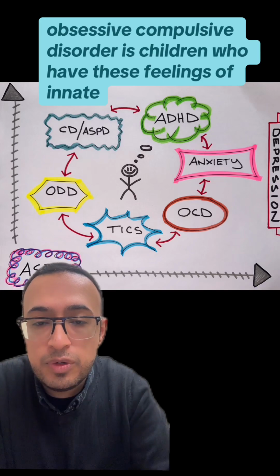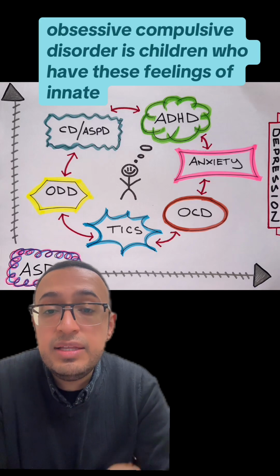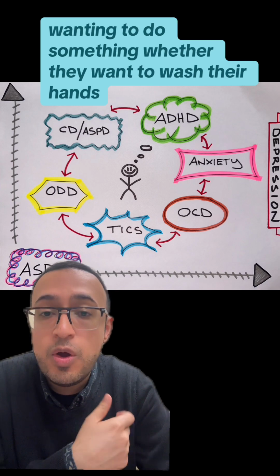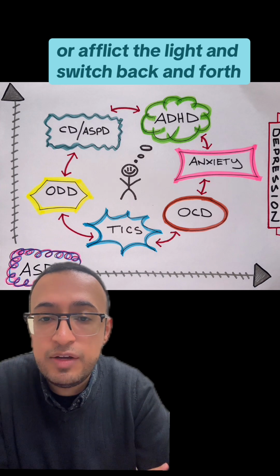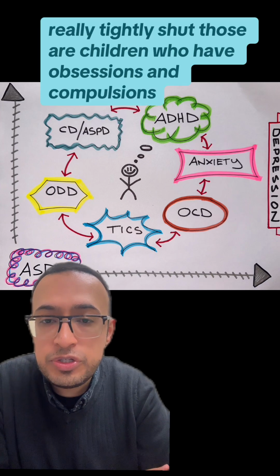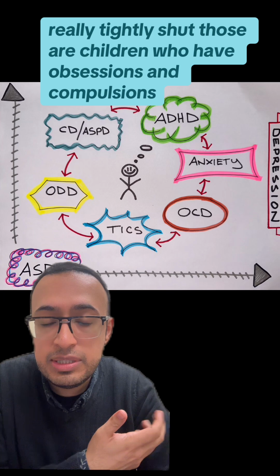Obsessive compulsive disorder is children who have these feelings of innately wanting to do something, whether they want to wash their hands, or flick the light switch back and forth, or close the door to make sure that it's really, really tightly shut. Those are children who have obsessions and compulsions.